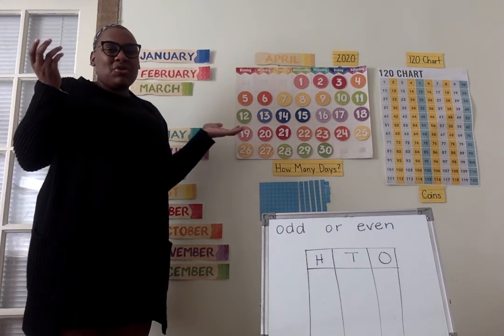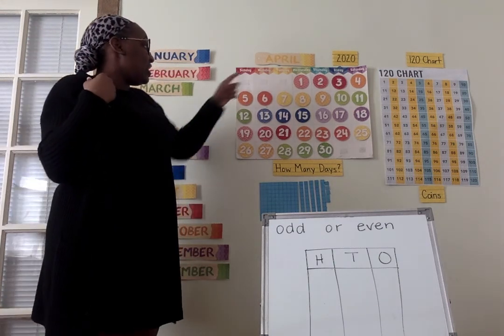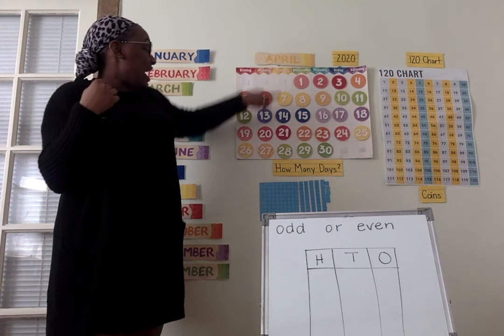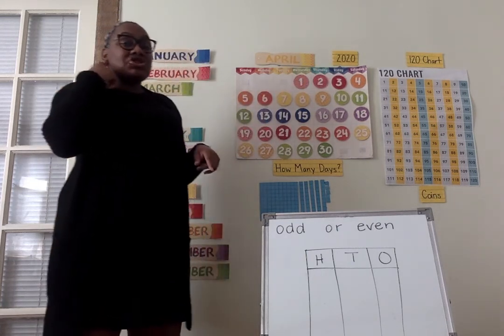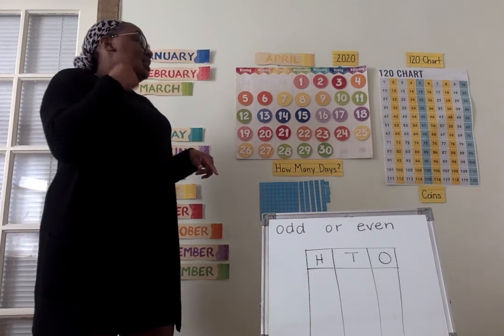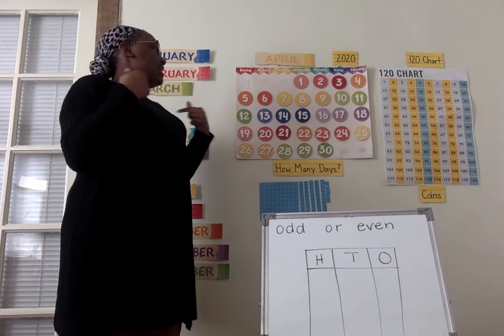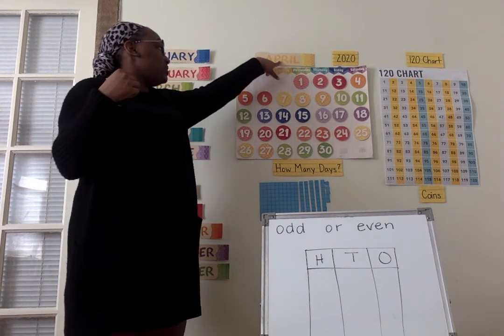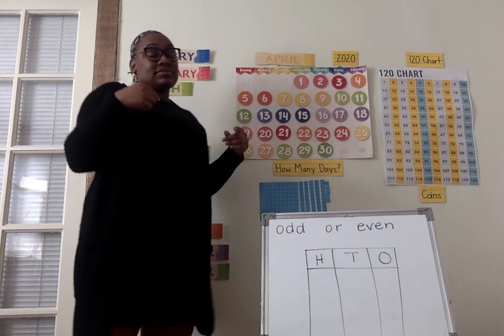My turn first. I need to figure out what today's date is. Today is Tuesday, April 28th, 2020. Make sure your listening ears are on while I read it one more time. I'm going to read to you what today's date is. Today is Tuesday, April 28th, 2020.